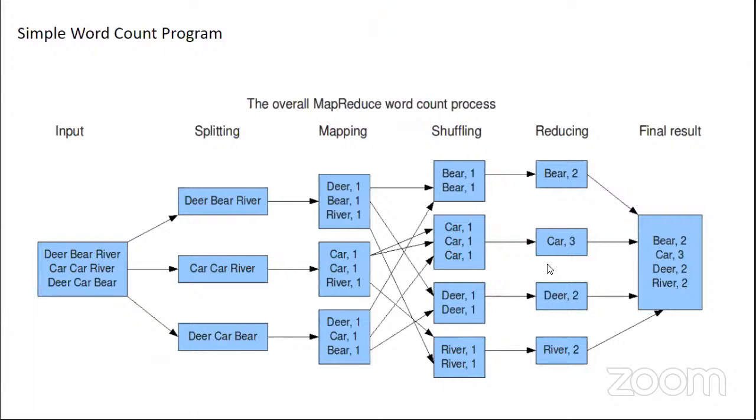Simple example. Very simple example. On the left-hand side, there is one input file. What is there in that input file? There are just keywords: deer, beer, river, car, river, deer, car. What is the ultimate aim of our program? It is to calculate how many times each word is coming in this file, right? You can see that beer is coming 2 times, car is 3 times, deer 2 times, and river.